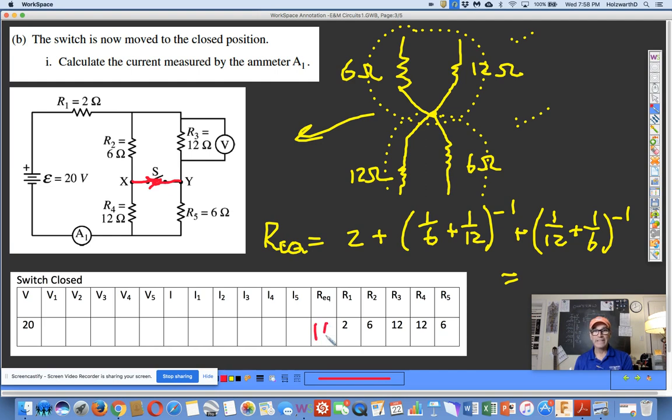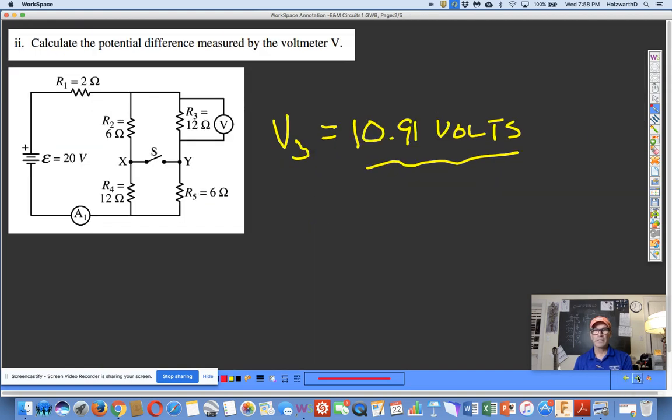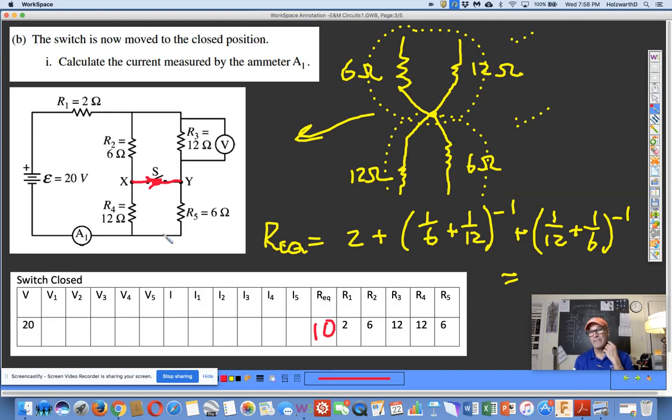So I'm going to put it right here. I'm going to put 10. Before, what was the equivalent resistance? That was 11, wasn't it? Not a pretty number, you know. But we can do 10. And check this out. What's 20 divided by 10? Remember what I said? If you know two things, you can find the third. So big V divided by big R, that's Ohm's law, is equal to big I. So 20 divided by 10 is 2.